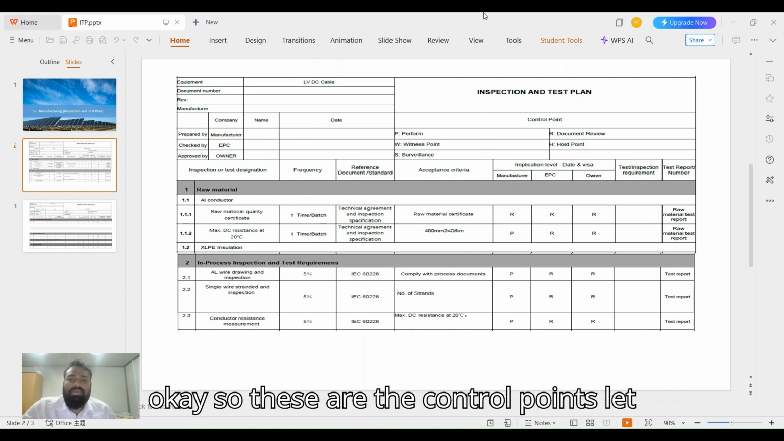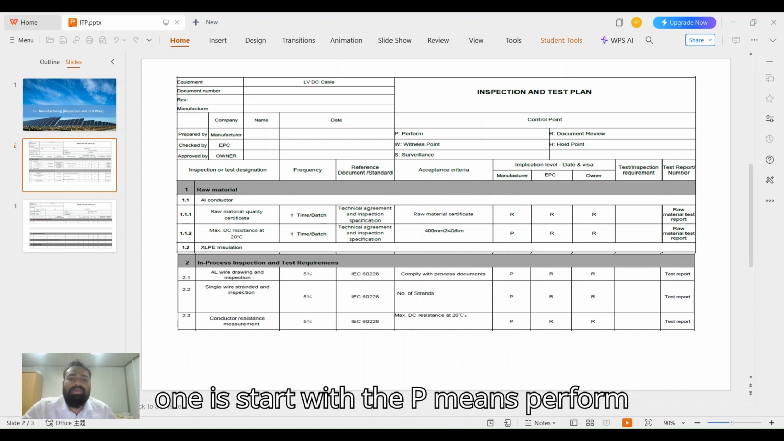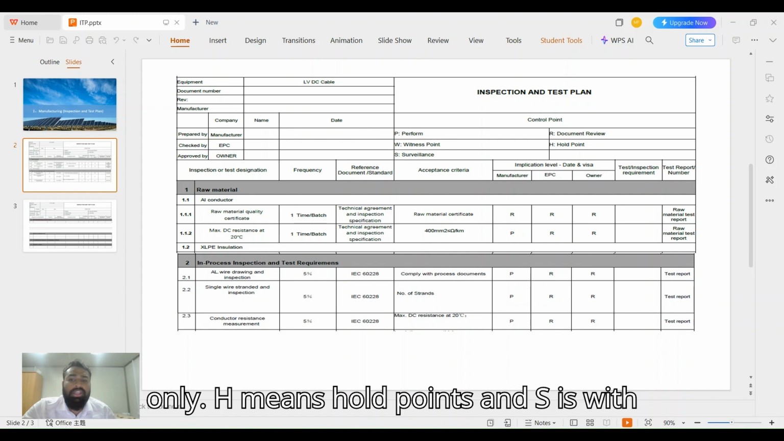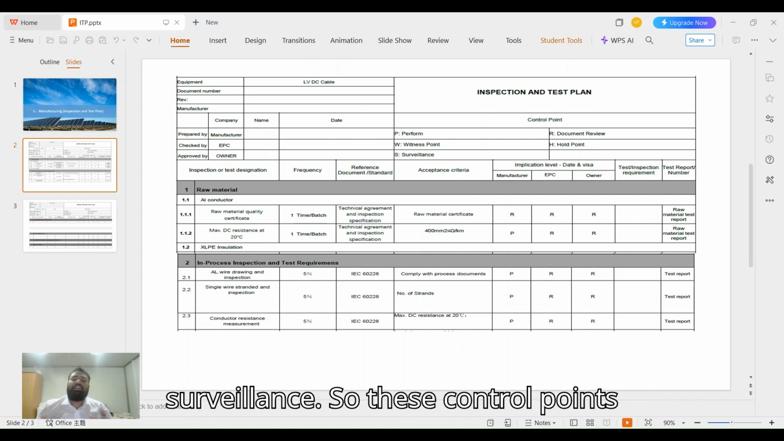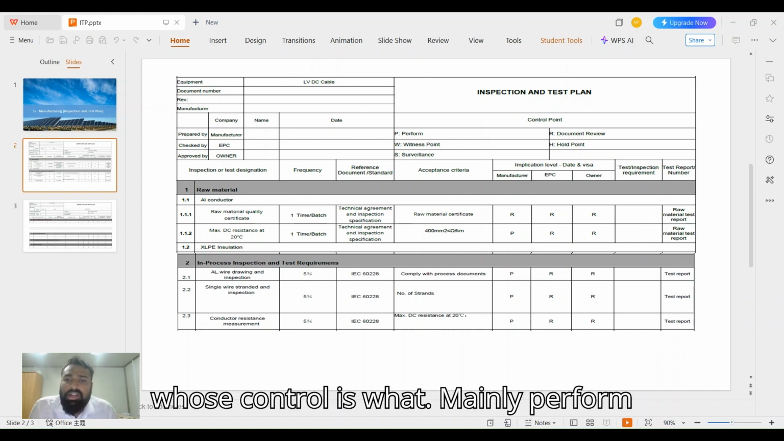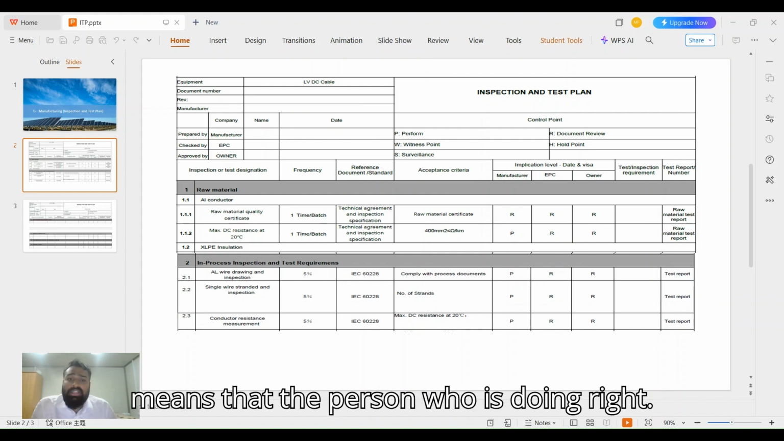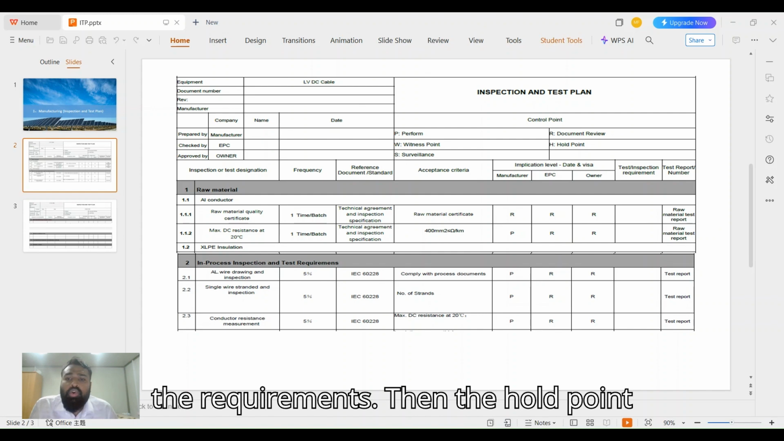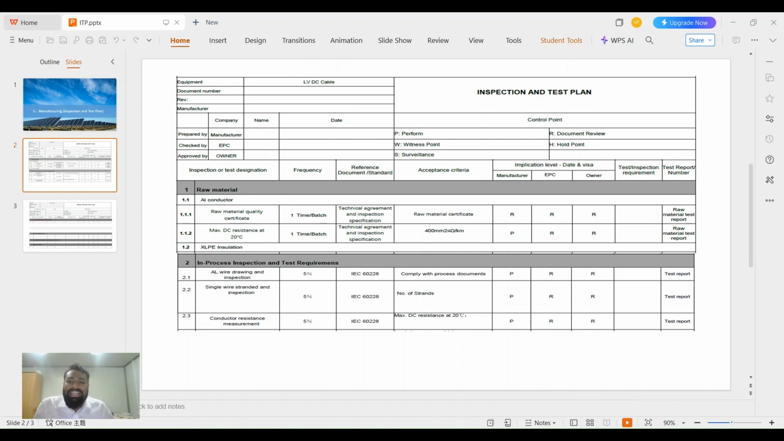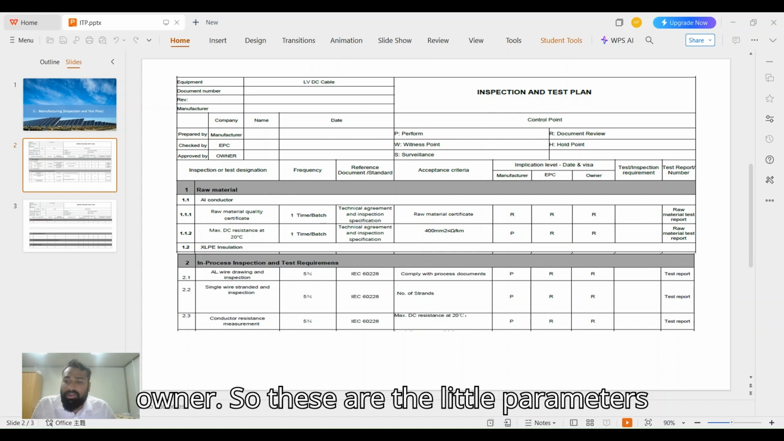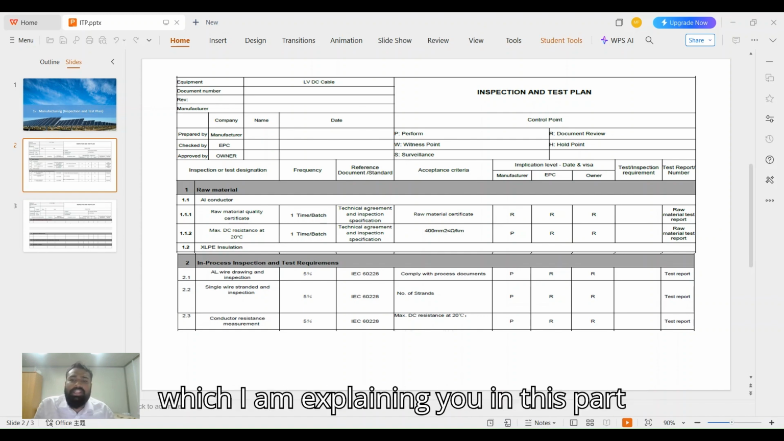Okay, so these are the control points. Let me briefly explain the control points. P means perform, W means witness point, R means review, document review only, H means hold point, and S means surveillance. These control points generally describe whose responsibility is what and whose control is what. Perform means the person who is doing the work. Witness means they need to witness the test and the requirements. Hold point means the manufacturer or the EPC cannot move forward if the owner has a hold point. The manufacturer and EPC cannot proceed without the consent of the owner. So these are the parameters which I am explaining in this part.